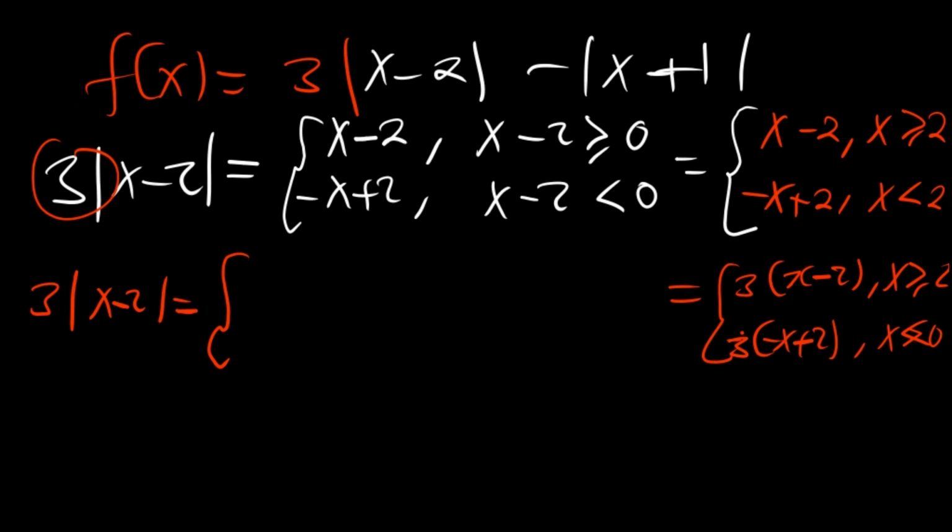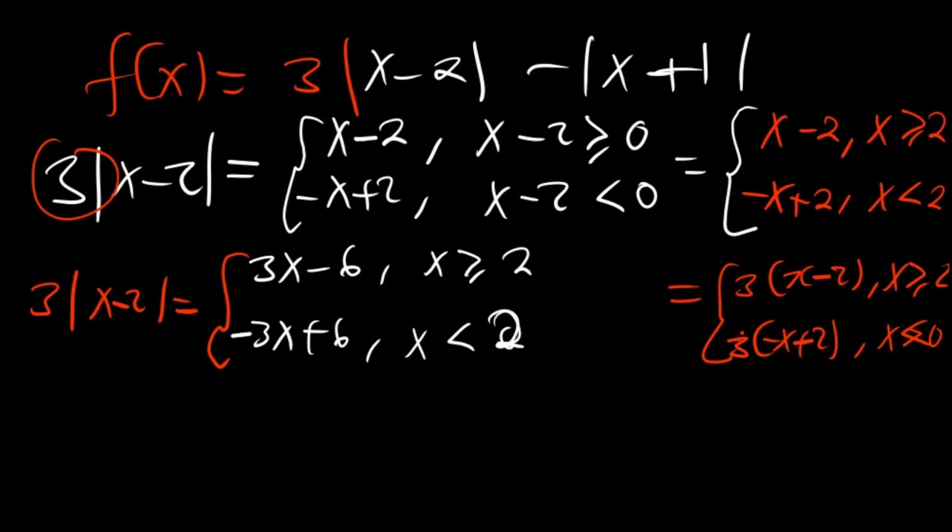So 3 times that one, it will be 3x minus 6. You have seen? Another one to be negative 3x plus 6. The condition x greater than or equal to 2. This one x less than 2.